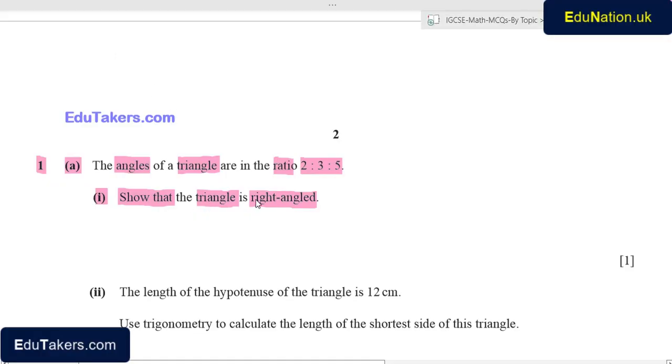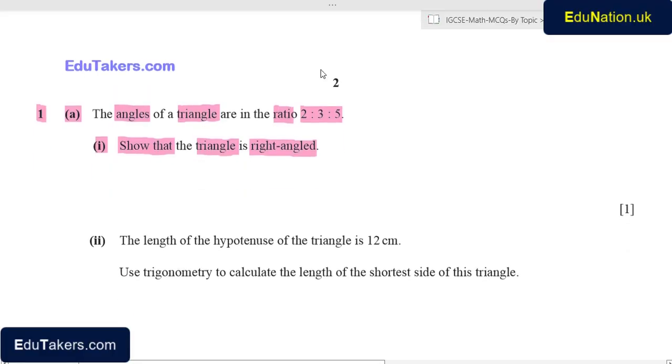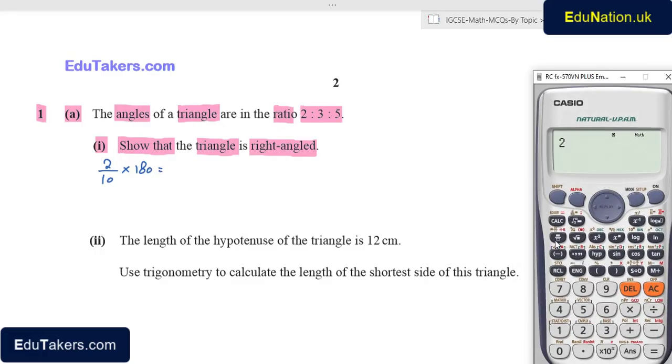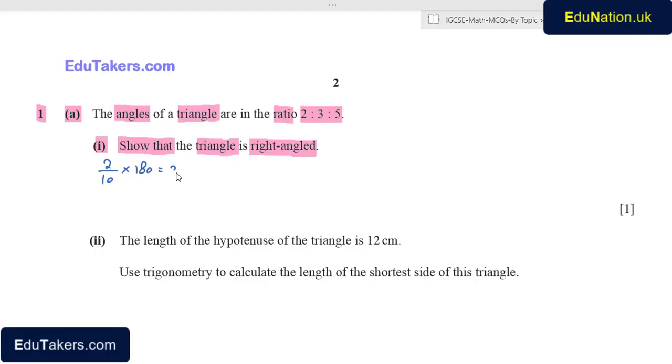To show that the triangle is right angled, we have to find its angles. In this triangle, one angle will be 2 over the sum of the ratio, which is 10, of the total angle, which is 180. 2 over 10 of 180 is 36. One angle in this triangle is 36 degrees and the other is 3 over 10 of 180.